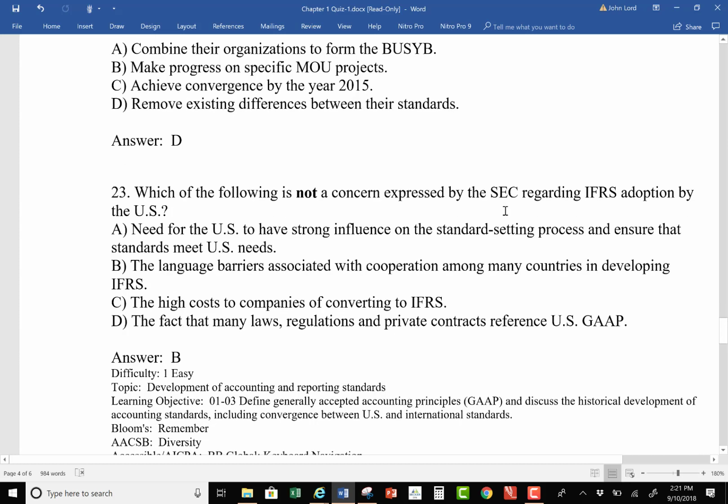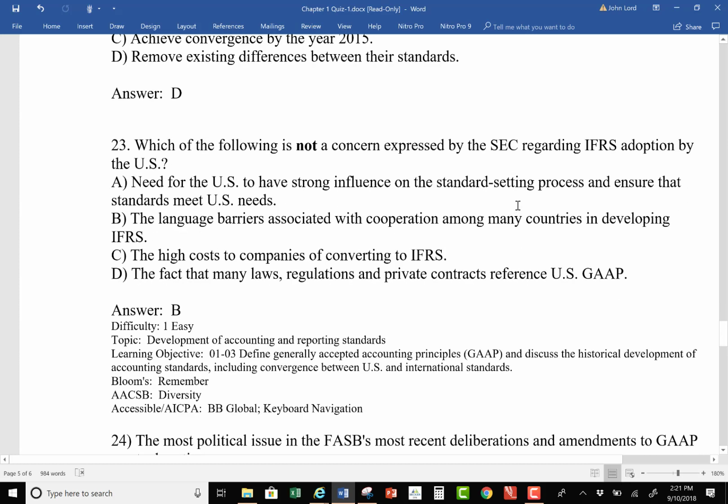Okay. Which of the following is not a concern expressed by the SEC regarding IFRS adoption by the U.S.? Let's see. A, it's not a concern: a need for the U.S. to have strong influence on the standard-setting process and ensure that the standards meet U.S. needs. Okay, that was something that I think some of you suggested. If we just said we're going to follow IFRS, we would be giving up our power to set standards. Although frankly, I'm not too impressed by that reasoning, because the U.S. could still have strong influence over the process by virtue of being a leading economy.